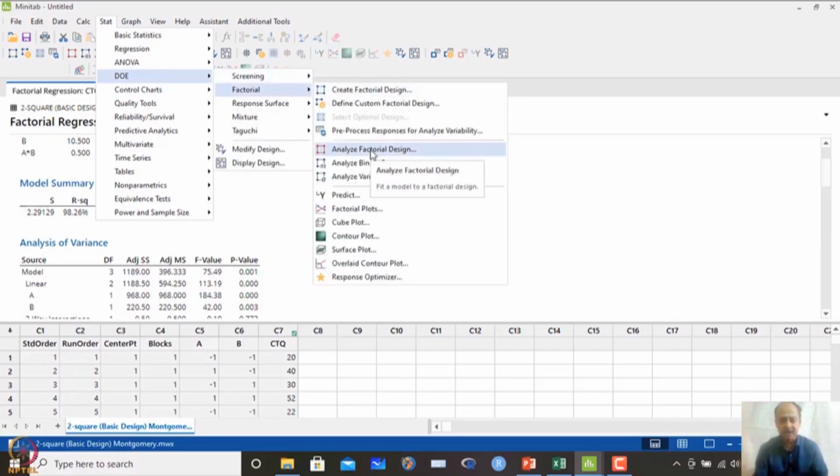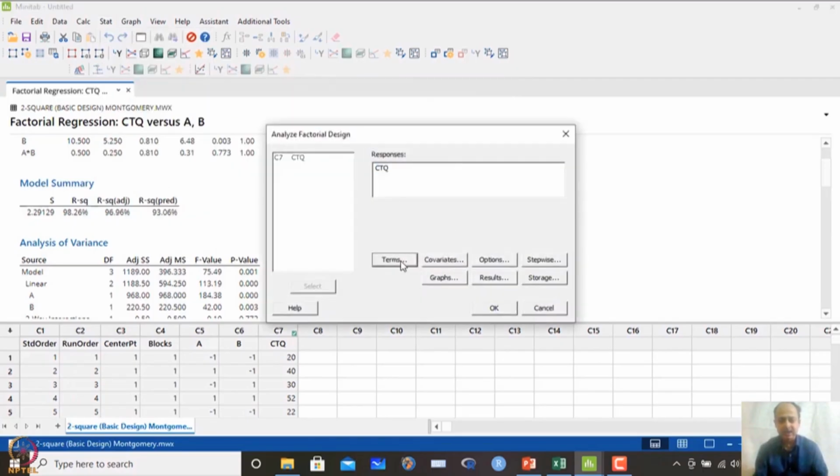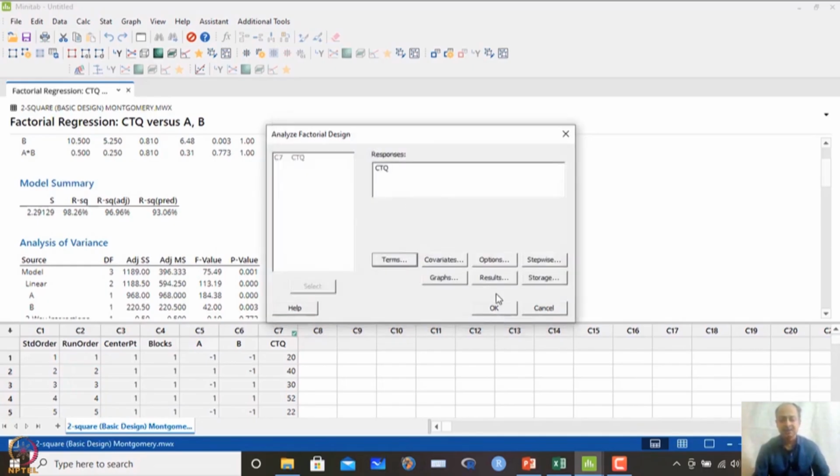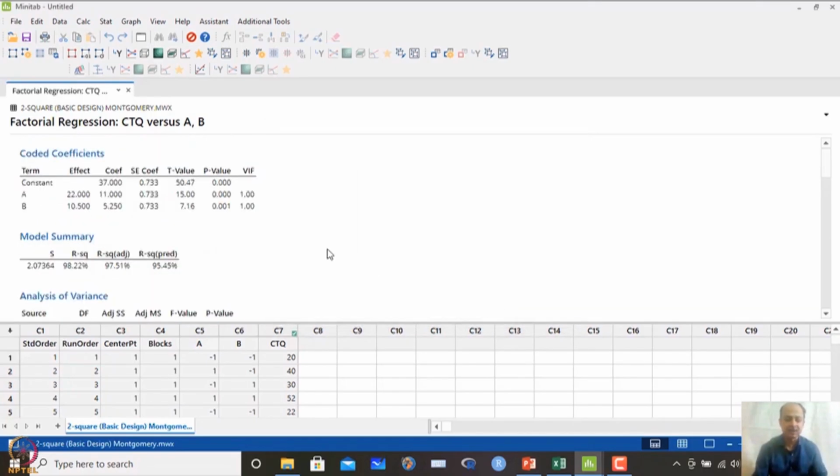So, what I will do is analyze factorial design, go over here to terms, and remove the AB interaction term, because I have already seen that AB is not making such an impact. So, I will click OK over here, and everything remains the same, I will click OK over here.